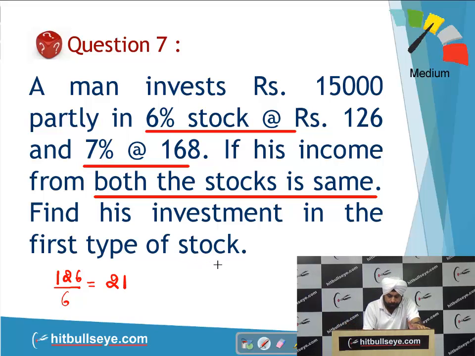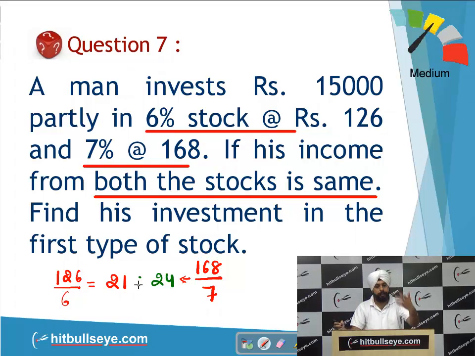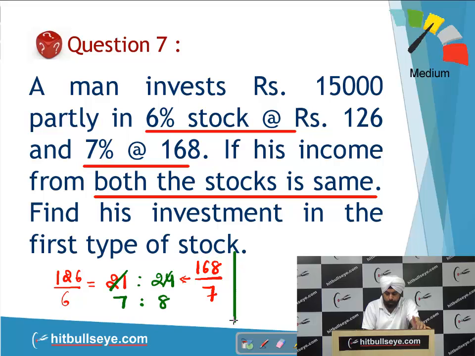Similarly, in the other, the person is investing 168 rupees to earn rupees 7, or I can say in order to earn rupee 1, you are investing 24 rupees. Now students, when we said you are earning rupees 1 from both, can you say your income is same? Now when your income is same, your investment is 21:24. That is, it is in the ratio of 7:8. Right, students? With this, your question is almost over.